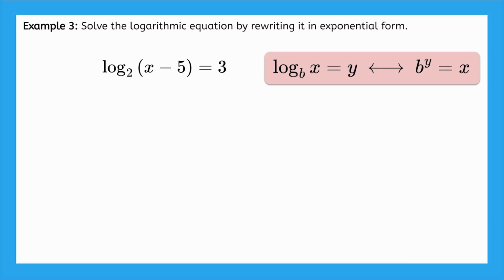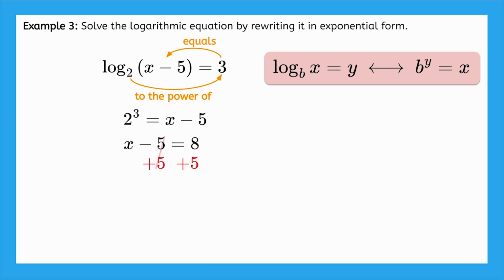The exponential form of this equation would be 2 to the power of 3 equals x minus 5. We can write 2 cubed as 8 and then add 5 on both sides. Therefore, x equals 13.